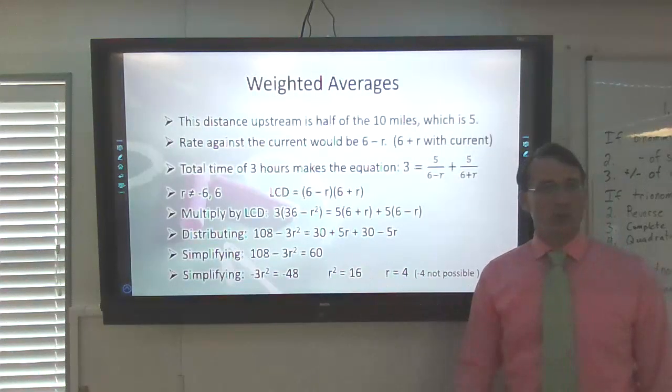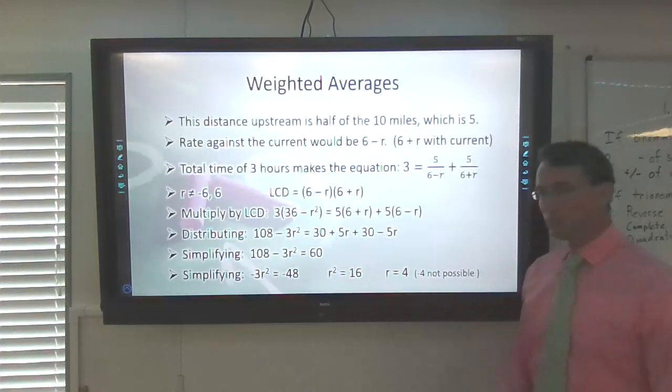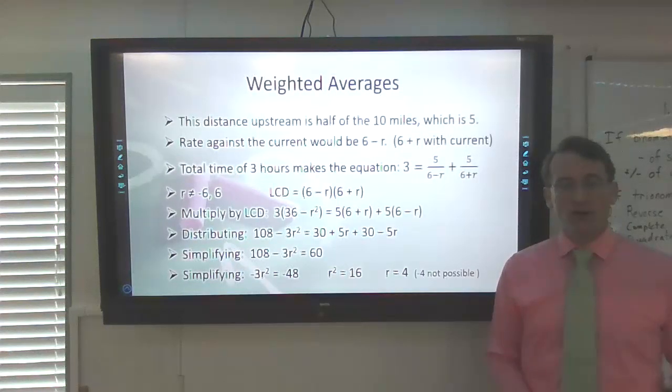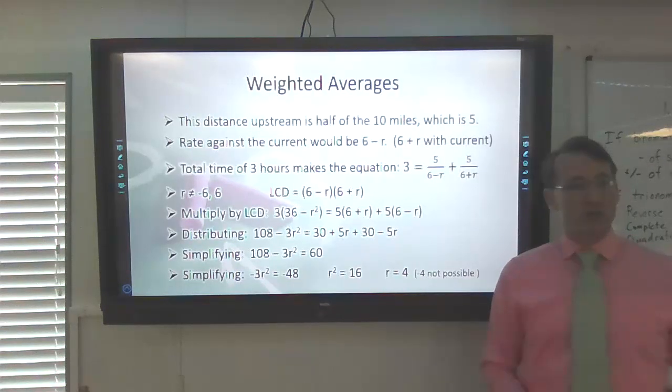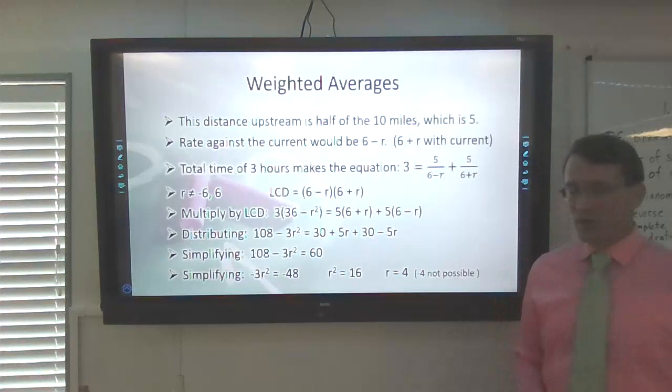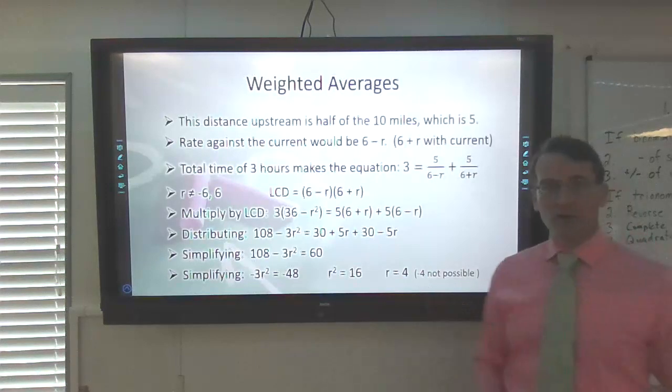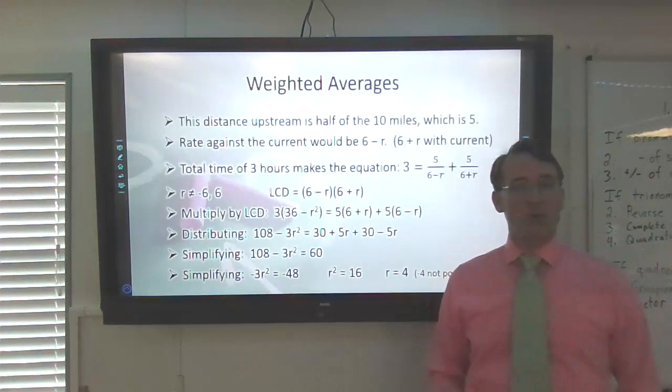And then take the square root of both sides, giving me r being plus or minus 4. I threw out the negative 4 because I'm not going to have a negative rate of how fast she's rowing or anything like that. So it simply indicates which direction the river would be flowing at any one particular moment. So the rate of the water flowing is 4 miles per hour.